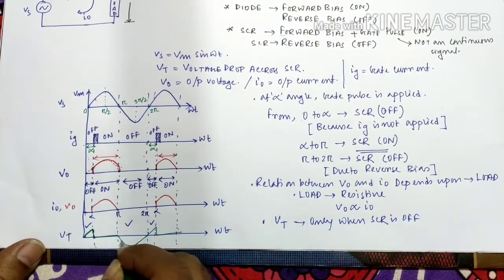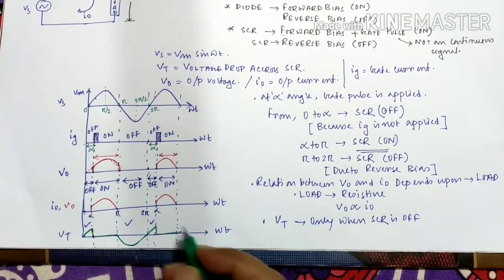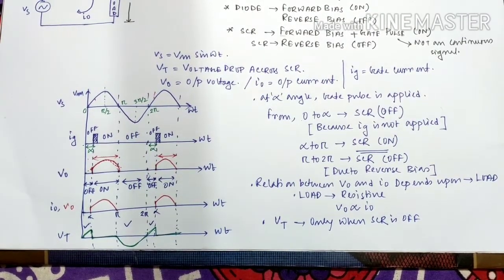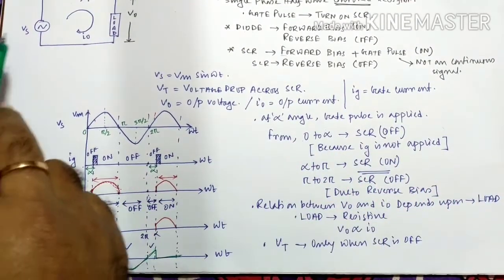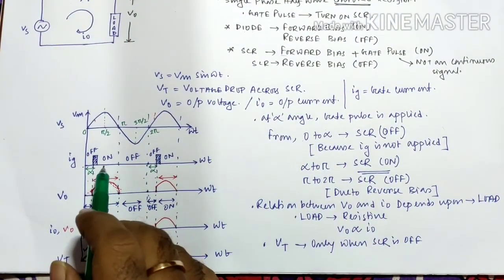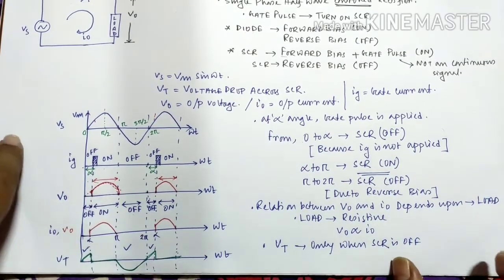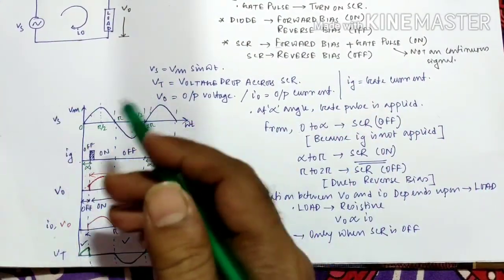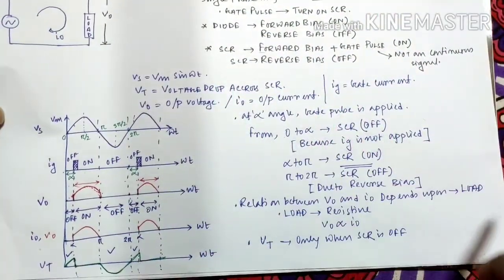So this kind of waveform we will get, and this waveform follows the waveform of the Vs itself. So in this way we can draw the different waveform of V0 and Vt when the SCR is triggered with gate pulse at an angle alpha. Now that is the explanation of the topic with the diagram. Now we need to do some mathematical calculations also. That is very important.